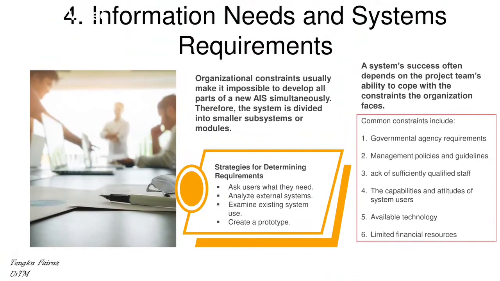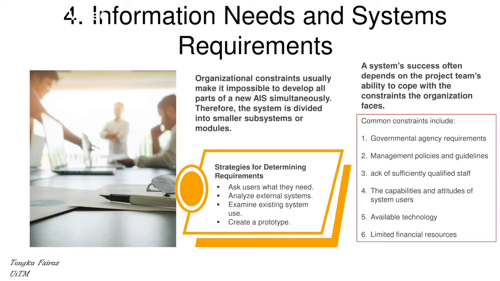And then they also need to consider the system constraints. Organizational constraints usually make it impossible to develop all parts of the new system simultaneously. Therefore the system is divided into smaller subsystems or modules. Normally they will develop a smaller module or subsystem, and then integrate them into one big system. The system's success often depends on the ability to cope with these organizational constraints.